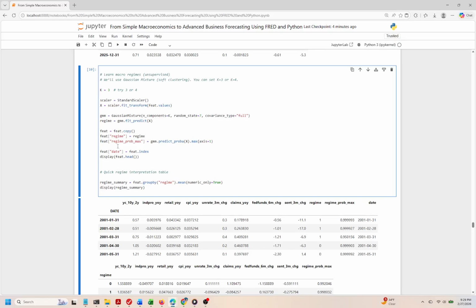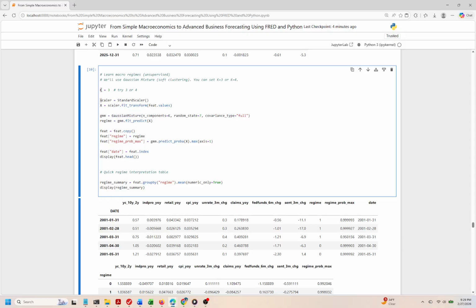In this code snippet, we are diving into an unsupervised learning approach to identify macroeconomic regimes using Gaussian mixture modeling, specifically through soft clustering. This method is significant because it helps us uncover hidden patterns in the data that may not be immediately obvious, allowing for better insights into economic conditions.